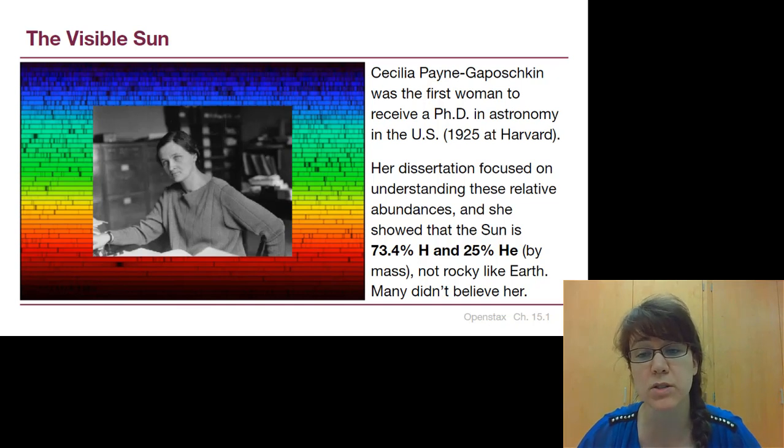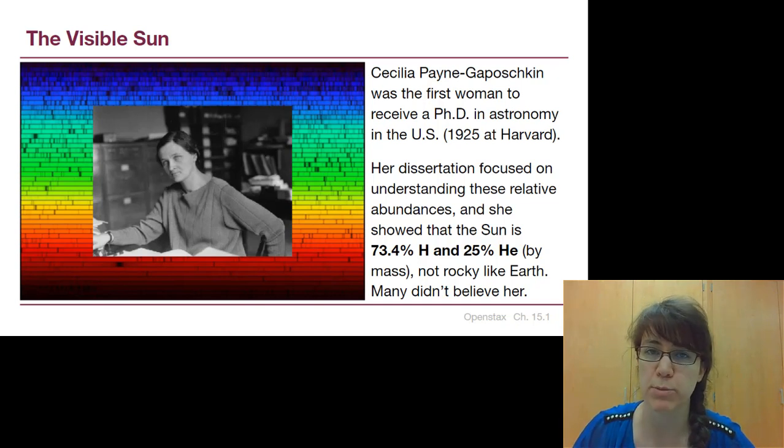What she found was that the sun is about 75%, a little bit less, 73.4% hydrogen, so about 3/4 hydrogen and 1/4 helium. Now, before this work, before the 1920s, a lot of people just assumed that the sun and the earth were made of the same material and in roughly the same amounts. The fact that the earth is mostly rocky material is what people thought the sun was too. They just thought that the rocky material was so hot that it was in a sort of gas or plasma form.